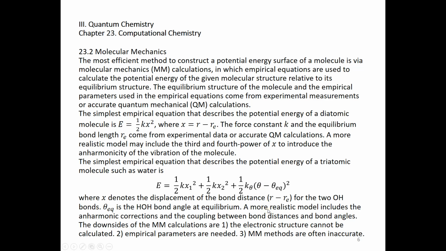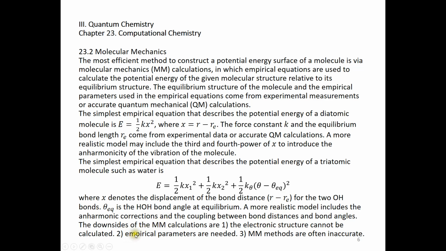A more realistic model should include anharmonic corrections and also the coupling between the change in bond distance and the change in bond angles. The downsides of molecular mechanical calculations are: 1, we cannot compute the electronic structure. So all those variables are the positions of the atoms.